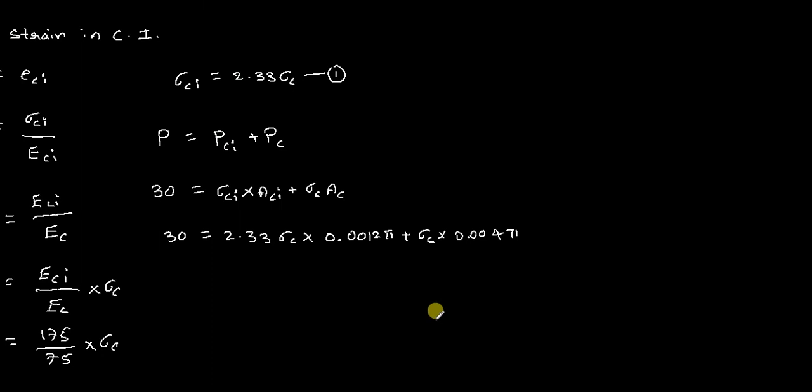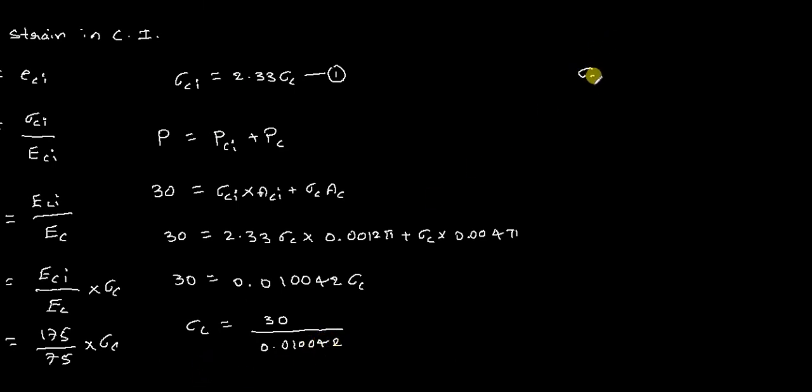And when you solve this equation, we'll get sigma c. 30 is equal to 0.01004 into sigma c, then sigma c is equal to 30 divided by whatever value we got, 0.010042, and then sigma c is equal to 2987 kilonewtons per meter square, because the load we have substituted as kilonewtons, 30 kilonewtons.